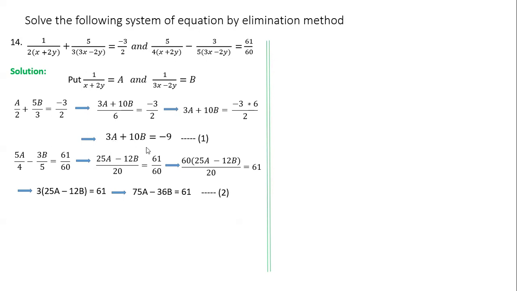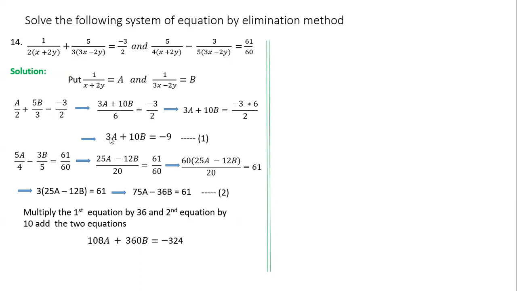So the equation has to be modified and simplified. And now you can go for solving it. How do you solve it? See, multiply the first equation with 36 and the second equation by 10 and add the two equations. First equation with 36 and second equation with 10. So 36 into 3 is 108. 36 into 10 is 360. And 36 into 9 is 324, minus sign, so it is minus 324. Second equation, multiply into 10, 750a minus 360b is equal to 610.